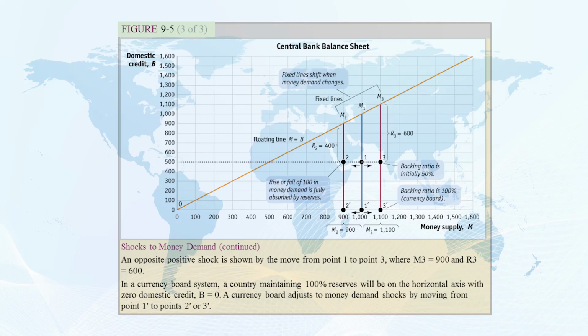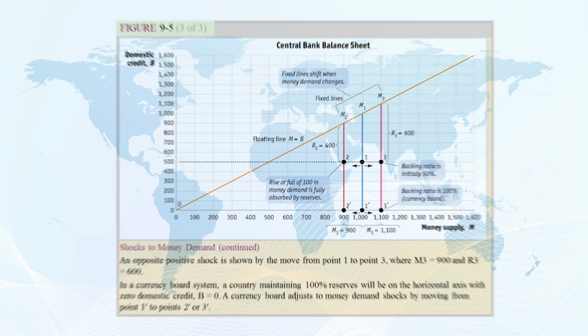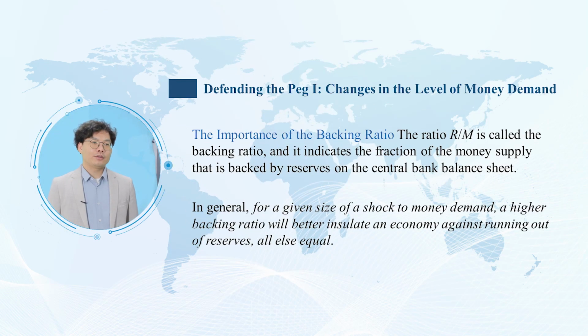In the same way, an opposite positive shock is the move from point 1 to point 3. As in the currency board system, the money supply is completely made up of foreign reserves. So a currency board adjusts to money demand shocks by moving from point 1 to point 2 or point 3. We have recognized that when the money supply is wholly made up of foreign reserves, it is very different from other situations. So the backing ratio is crucial to the central bank. The backing ratio is calculated by reserves divided by money supply.